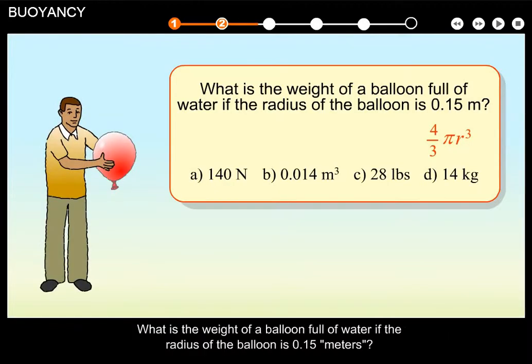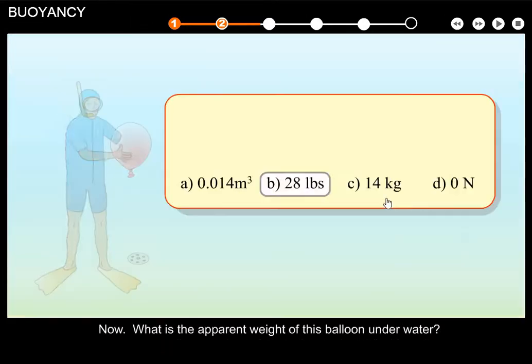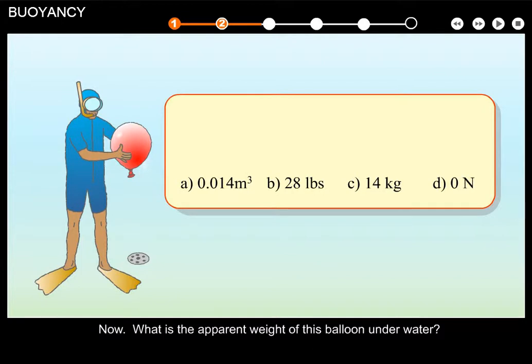What is the weight of a balloon full of water if the radius of the balloon is 0.15 meters? Correct. Now, what is the apparent weight of this balloon underwater? Correct.